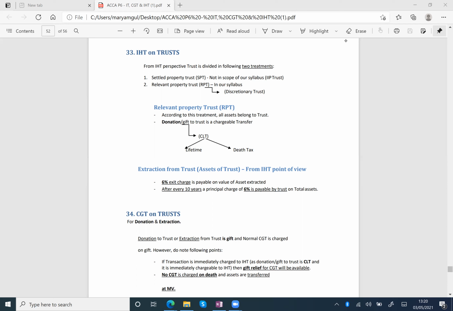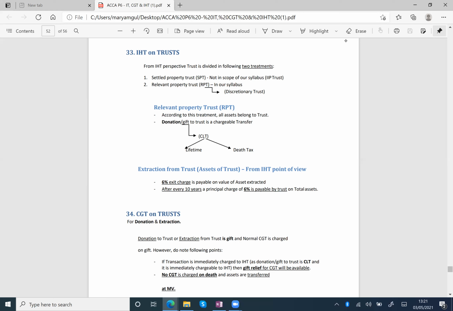So we will discuss the RPT treatment. According to this treatment, all assets belong to trust. And second point, donation. Donation means gift to trust, and it is called a chargeable lifetime transfer, CLT. Already you knew that when you make a CLT, you will pay lifetime tax on it, and that tax you can also pay if the donor dies within 7 years of making this gift. So whenever you give to trust, what are the IHT implications? Donation or gift to trust, from the IHT point of view, is a CLT, and we will pay the lifetime tax, and that tax also applies if you die within 7 years of making the CLT.